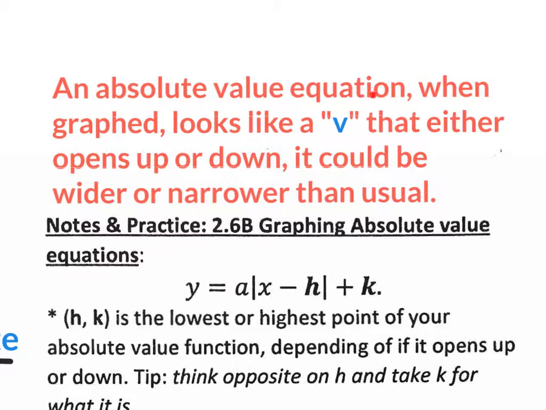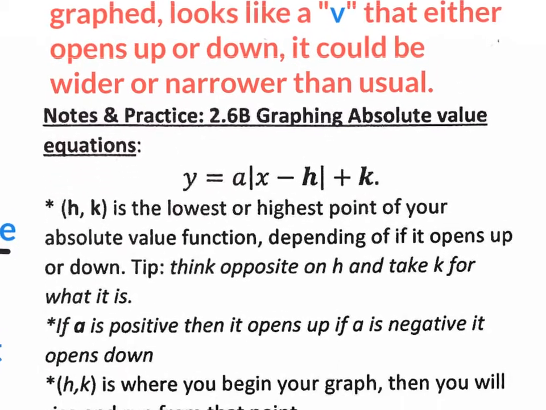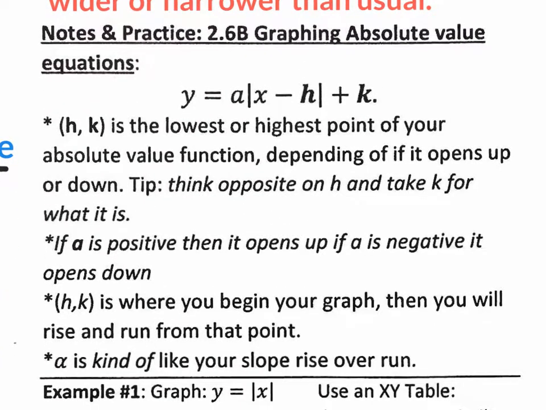An absolute value equation, when graphed, looks like a V. It might be a V opening up or a V opening down. That's what I'm saying here. It could be wider or narrower than usual, right? So it could be a really wide V, could be a narrow V, and we'll get to that in a little while. So we do need to memorize this form right here, okay? y equals a, absolute value of x minus h, plus k.